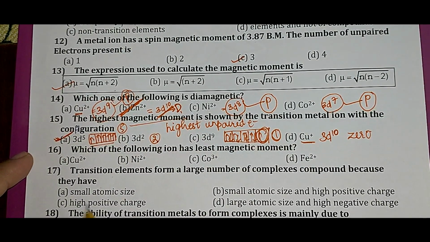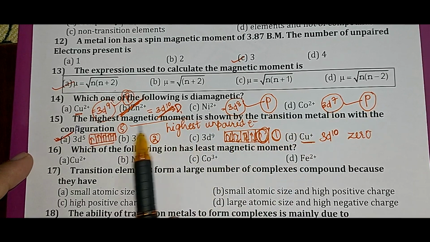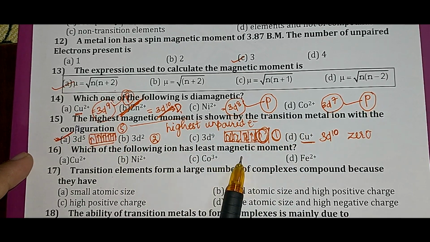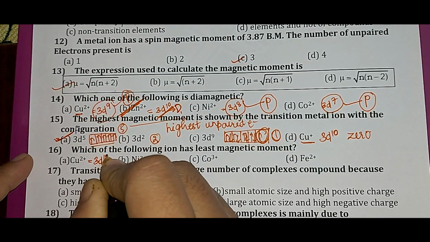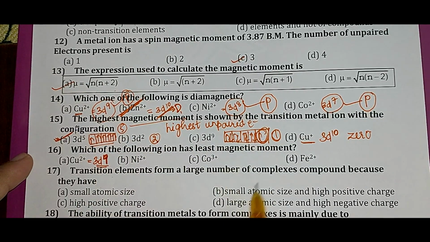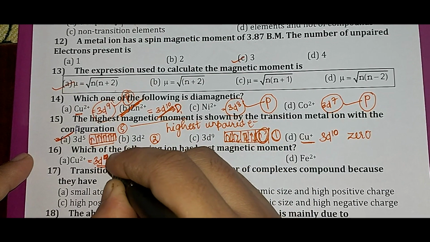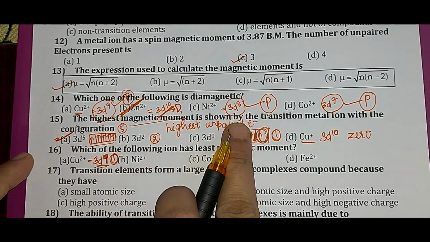Next, question number 16. Which of the following ions has least magnetic moment? So highest unpaired electrons, high magnetic moment. Least magnetic moment means lower number of unpaired electrons. So Cu2+ means the electronic configuration is 3d9, and hence, as we have already counted, we have only 1 unpaired electron in Cu2+. Ni2+, electronic configuration of Ni2+ is 3d8.